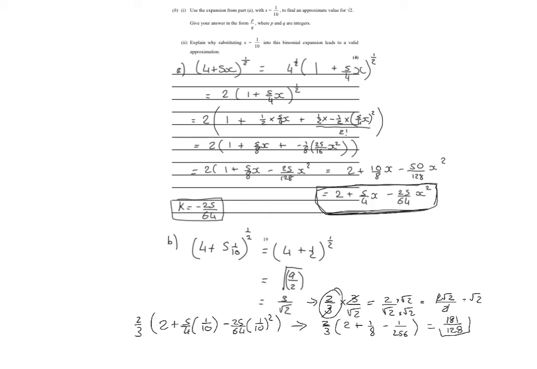So that is the approximation of root 2. You can check that because 181 over 128 equals 1.41406 and so on. And if you type root 2 into your calculator, you also get 1.4142 and so on. So it is a good approximation, so that seems like a legitimate answer.